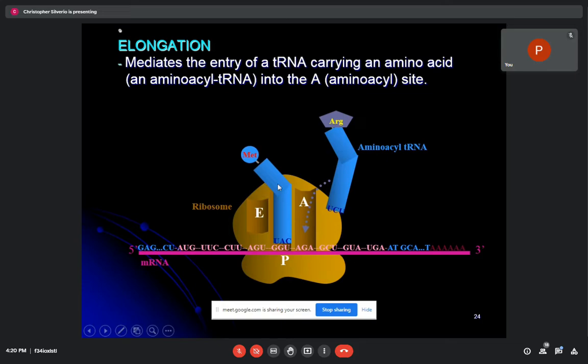So, now the methionine, what happened to the methionine now? The methionine from the A site is now transferred to the P site. But what is the codon of UAC? What is the codon of UAC?